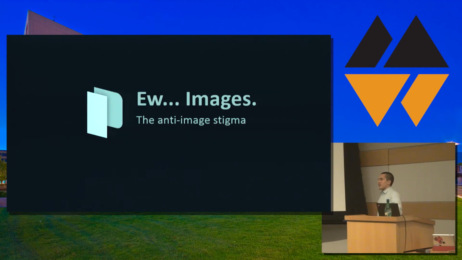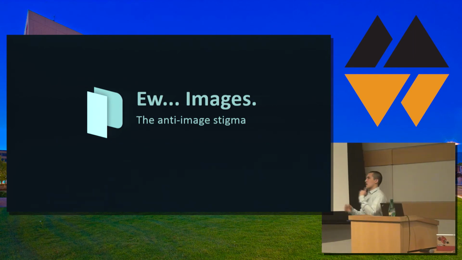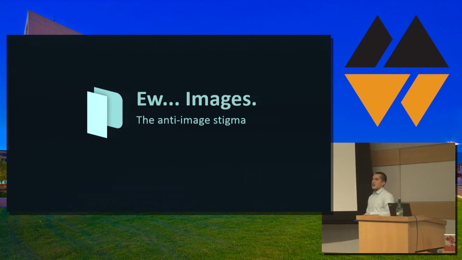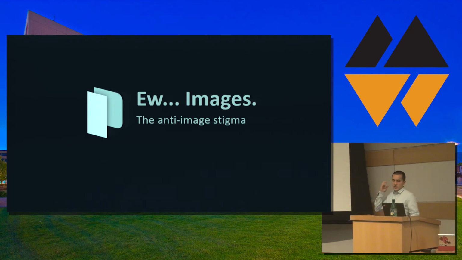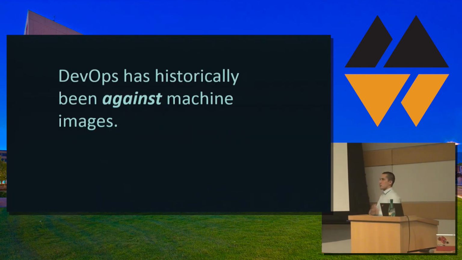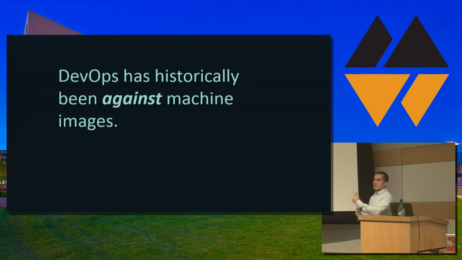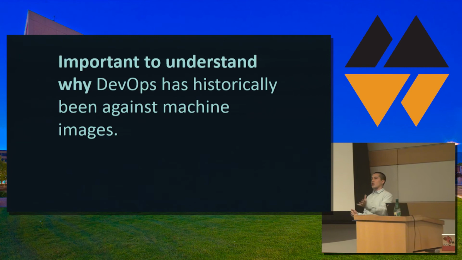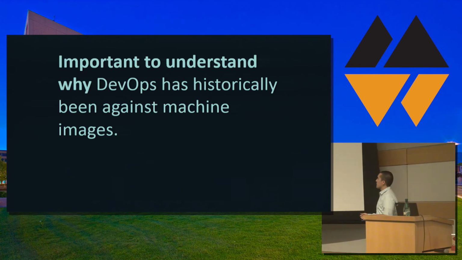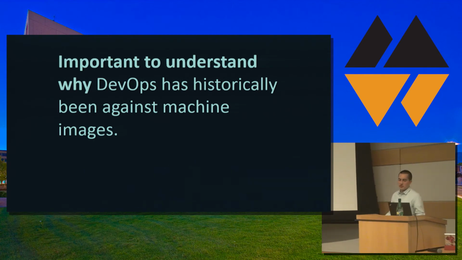And you might be thinking, images, especially if you've been doing ops for a long time, in modern DevOps practices there's kind of an anti-image stigma, and the DevOps movement in the past few years has historically been against making machine images. But it's important to understand why, because there are very good reasons, and it's important to understand those in order to avoid those problems. So I'm just going to talk about that.